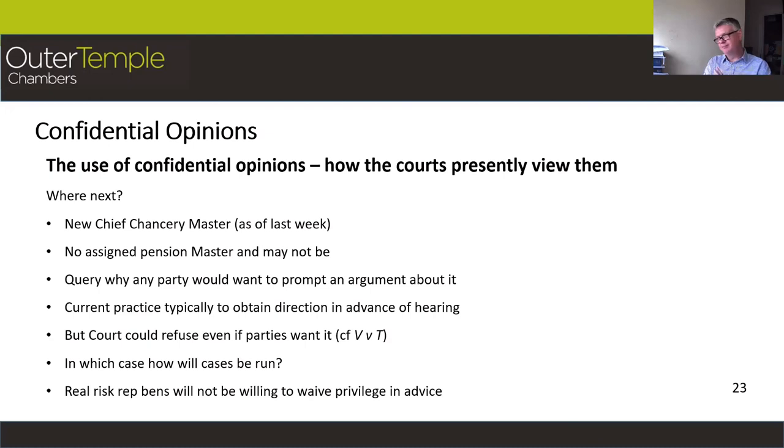But if the court says no, and I know that there are very strong views, certainly at the bar, on both sides of this argument, as to whether it is appropriate at all, but if the court refuses to allow the parties to follow, and indeed itself to follow, the confidential opinion procedure in an unopposed rectification application, well, how will you run that case? And it seems to me there's a real risk that Rep Ben and those representing them may well say, well, we're just not willing to waive privilege in the advice that's been given, at which point that presents potentially real hurdles in getting these applications through on a relatively cheap and speedy unopposed basis, which is one of the great attractions for trustees and companies in these sorts of cases.